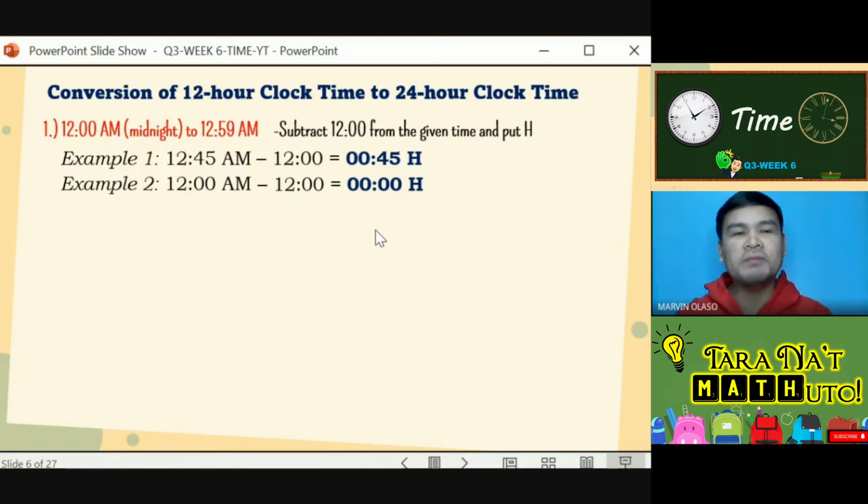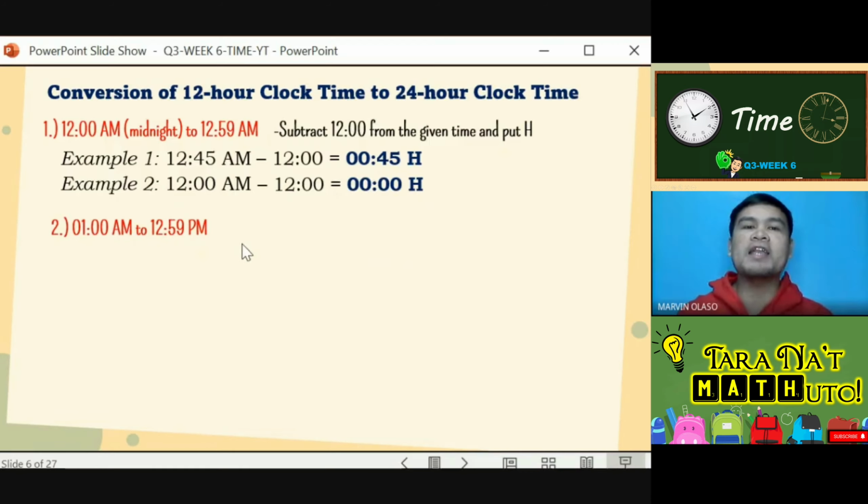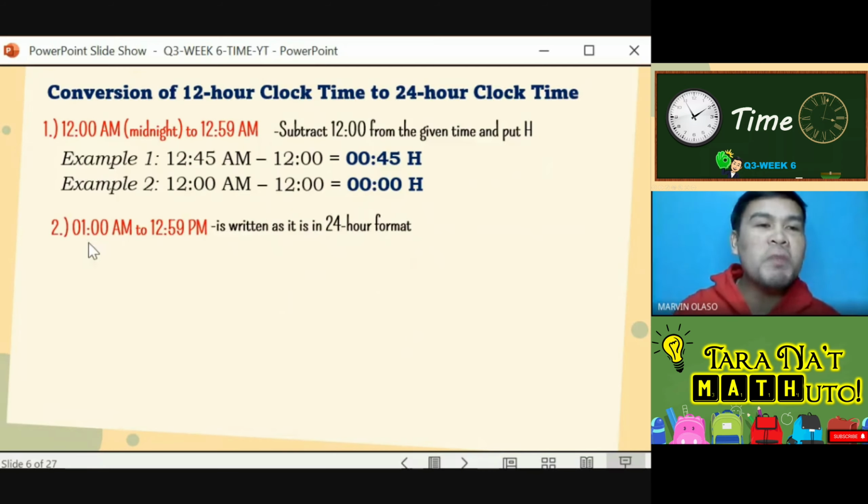Ayan, yun yung 12 midnight. Okay, so alam na. Next, pagkatapos ng 12:59 AM, yung 1 AM naman up to 12:59 PM, ayan, ano lang ang gagawin dyan? It is written as it is in 24-hour format. Ibig sabihin daw, kung ano na yung pagkasulat niyan, tatanggalin lang natin yung AM at saka PM, ilalagay lang natin yung letter H.